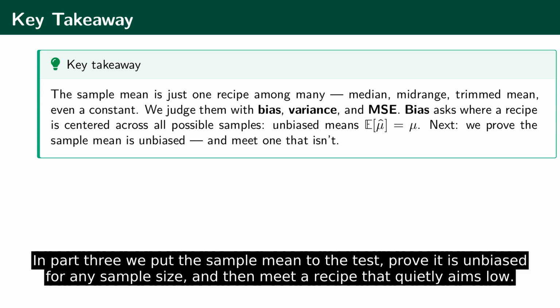In Part 3, we put the sample mean to the test, prove it is unbiased for any sample size, and then meet a recipe that quietly aims low.